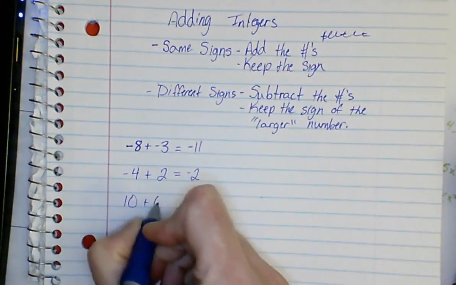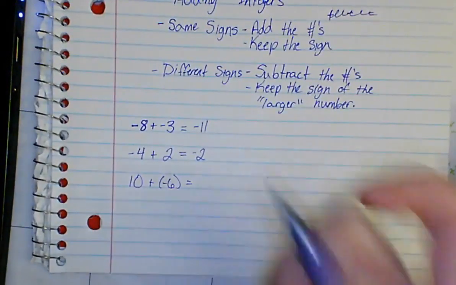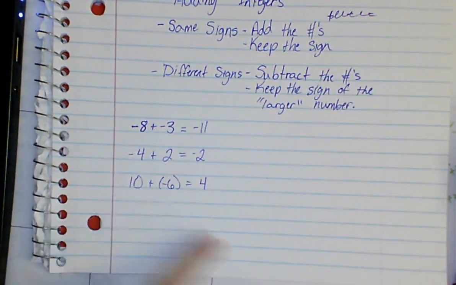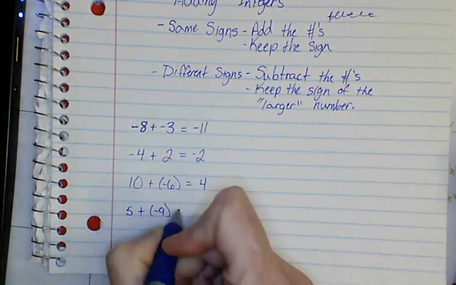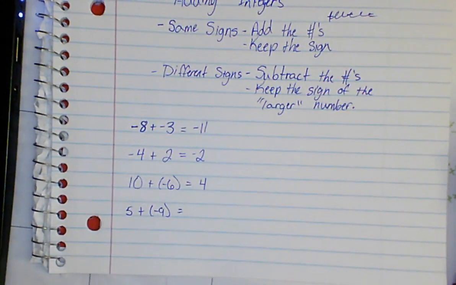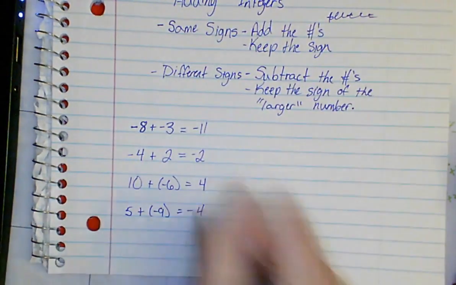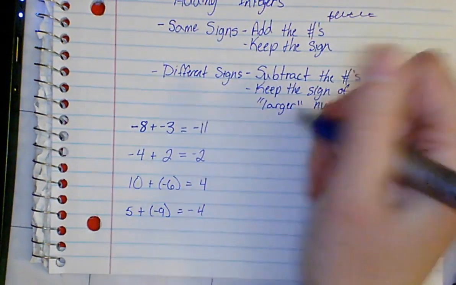10 plus negative 6. We have different signs. We take 10 minus 6, which is 4. 10 is the biggest, so our answer will stay positive. 5 plus negative 9. Different signs, you find the difference, so 9 minus 5 is 4. 9 is bigger than 5, so we keep the sign of the bigger number, so we have negative 4.